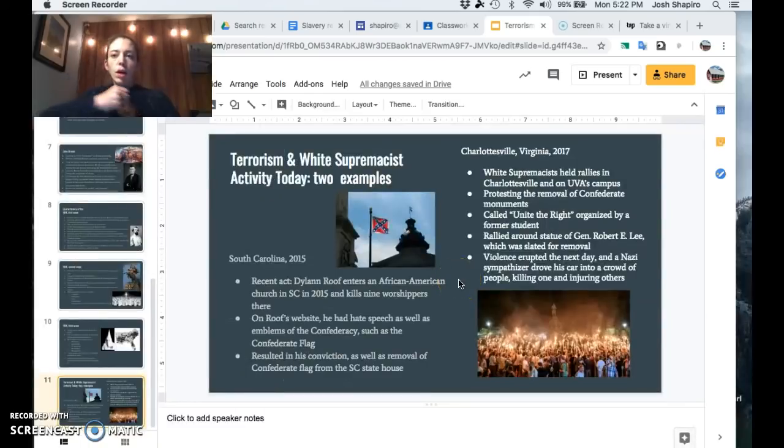So I want to talk about 2 recent things involving white supremacist activity. One involves Dylann Roof, who was 21 years old, and he went into an African-American church in South Carolina in 2015 and killed 9 people who were worshiping there. His website had images of the Confederate flag and also hate speech and other things. And so it wound up with the removal of the Confederate flag from the South Carolina State House, where it had flown for a long time, which is pretty crazy.